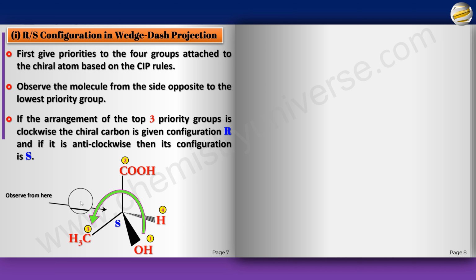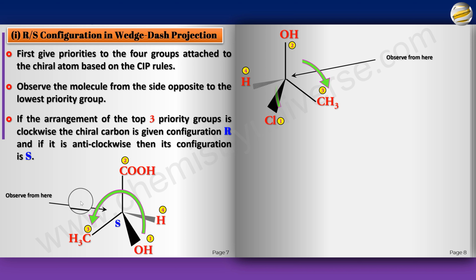Okay? Let's take this molecule, which is 1. First give priority. Cl is 1, OH is 2, CH3 is 3, and H is 4. And where are you going to observe it from? Opposite to 4. So you're going to observe it from here. Now go from 1, then to 2, then to 3. Can you see it is going clockwise? R.